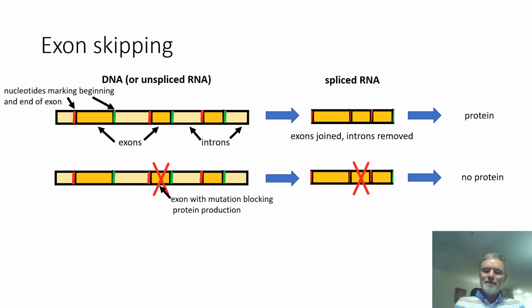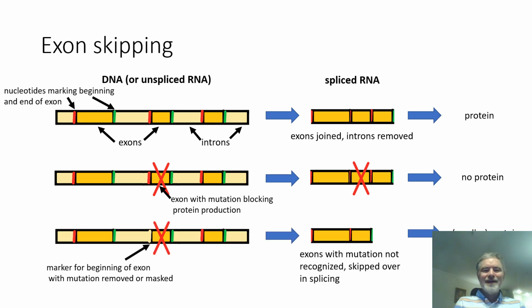Okay, so what if you could just skip over this exon? You're going to be missing a portion of the spliced RNA. You'll have a smaller protein that's going to be missing a certain amount of amino acids. However, for some genes and some mutations, exon skipping is actually a therapy that's used today.